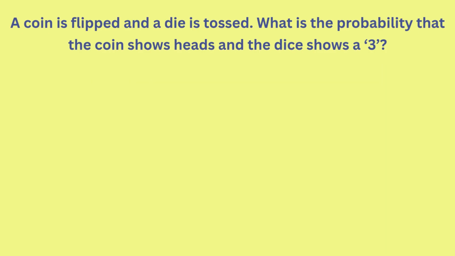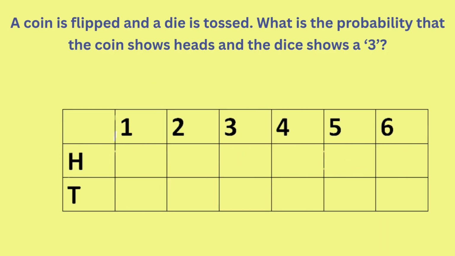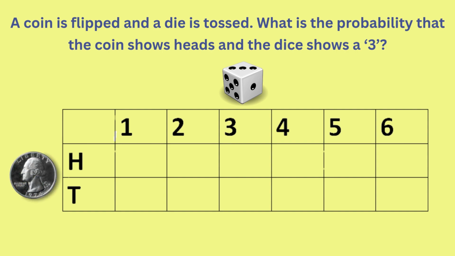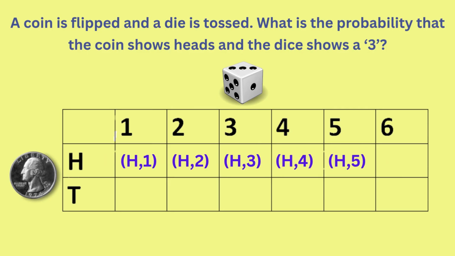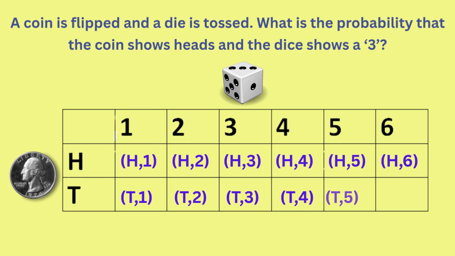Alternately, we can use a table to visually represent the experiment. At the top of the columns, we have the possible outcomes on the dice, the numbers 1 to 6. To label the rows, we have the possible outcomes of the coin toss, that's head or tail. We compare head to all the dice outcomes, and then do the same with tail. This will give us all the possible combinations in the experiment.